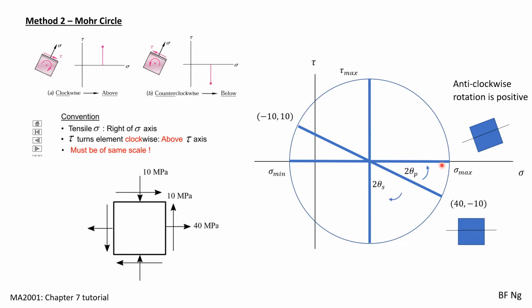To obtain the maximum shearing stress, we rotate the line itself to become vertical. The angle of rotation is 2 theta s, and if we want to find the angle, it will just be theta s. And there will be two angles, theta s and theta s plus 90 degrees. Since this rotation is clockwise, theta s is negative. We can also obtain tau max over here.